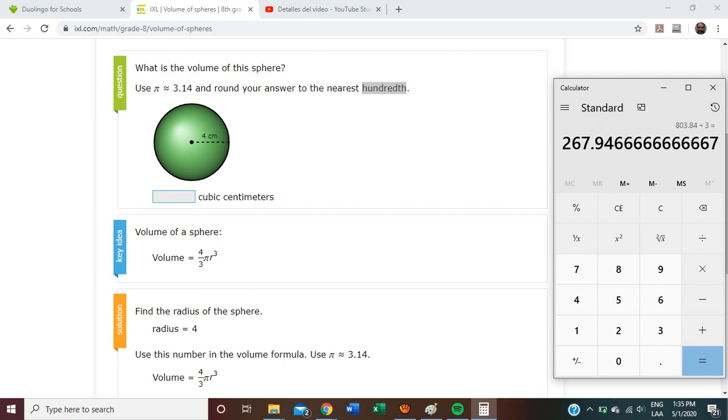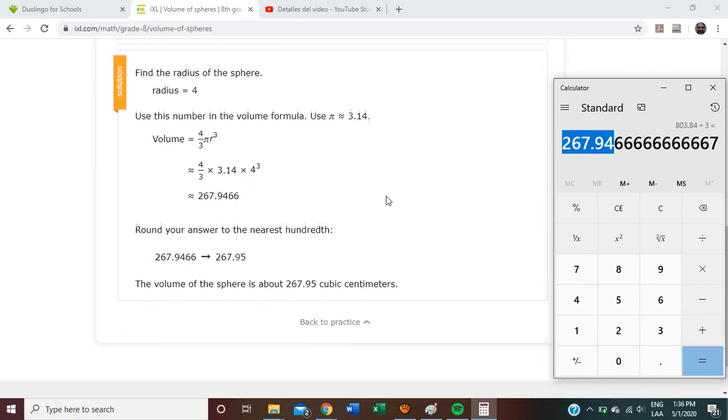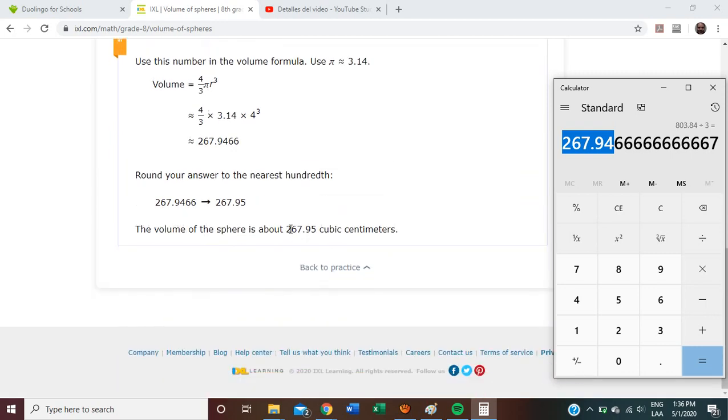Because the next number, which is 6, is equal to or greater than 5, the number 4 has to go up one number. So now the number 4 is going to be a 5. So this is the answer. If we check this, they are giving our answer right here, 267.95. It is rounded. So if you don't round it, IXL is going to give you a wrong answer.